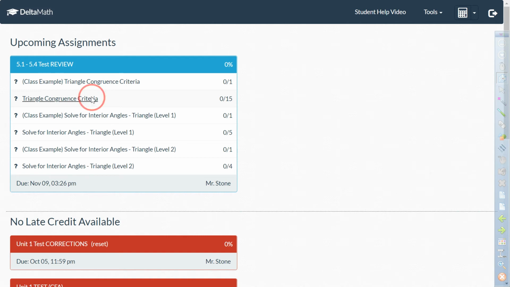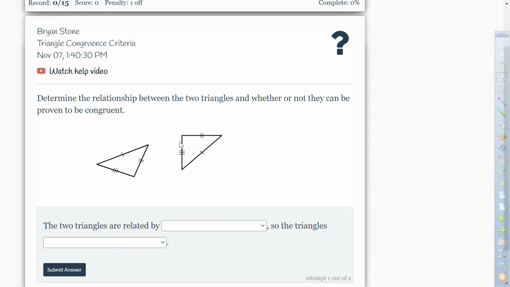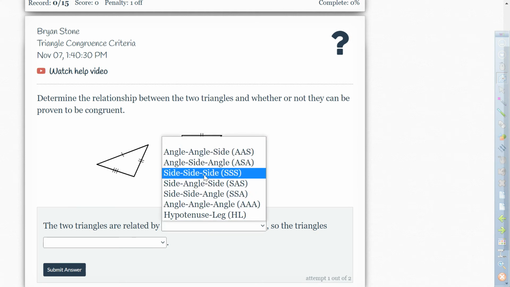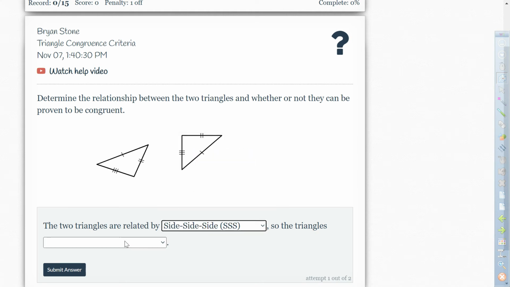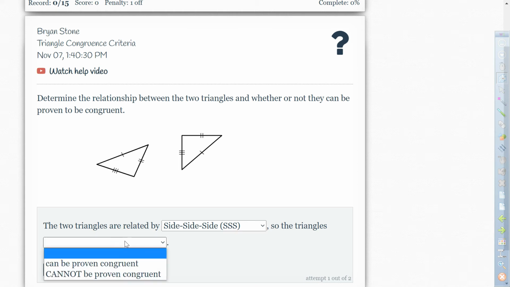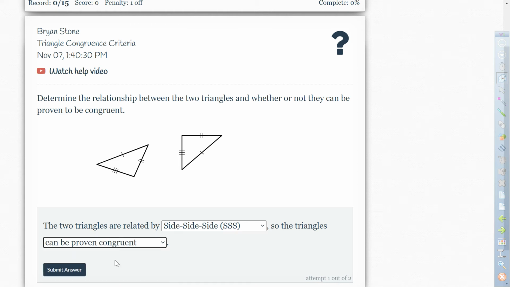I'm going to click on it just because I think it's interesting to look at. This isn't going to be your first problem, but I can see we're using side. So I click that, and because that's one of our five triangle congruence theorems, I would say can be proven congruent and go from there.